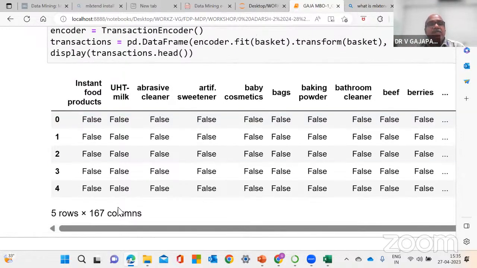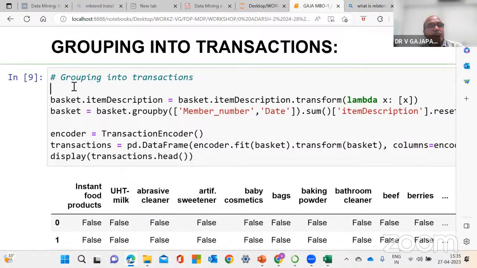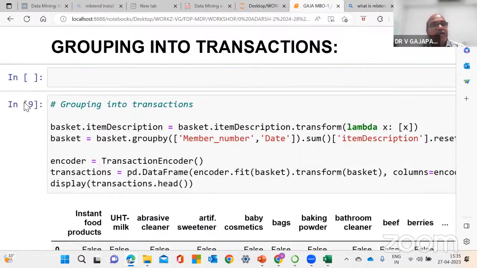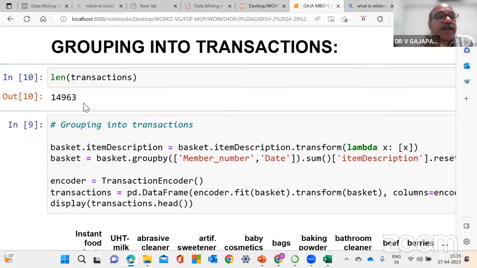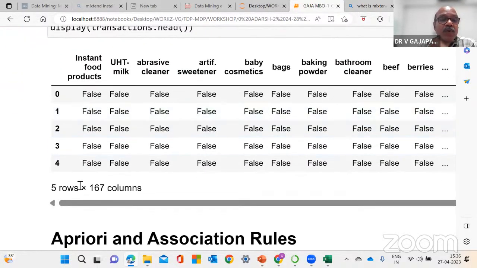So this is display transactions.head. Now what I'm going to do is ask what is the length of transactions. If I ask it, 14,963 rows are there. How many columns? 167 columns. Therefore, 167 products have been encoded now.